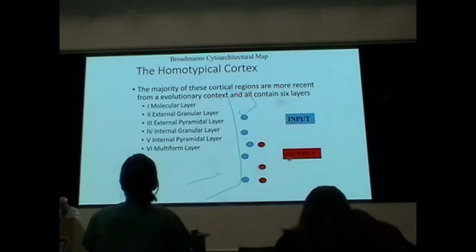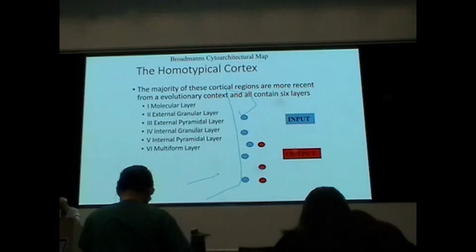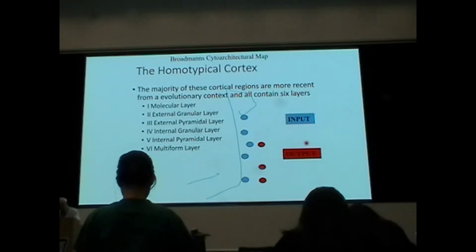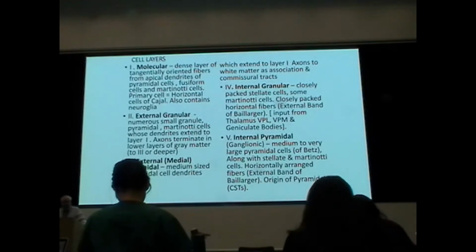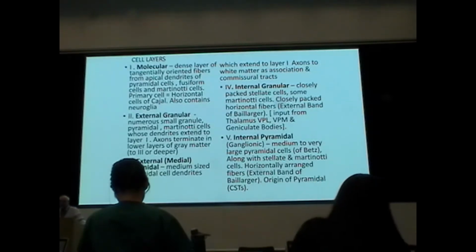Okay, so the top 5 are receiving sensory information, our input. And then the external pyramidal, the internal pyramidal, and the multiform layer are output layers. So let's talk about each one of these cell populations. So what's in the molecular layer? Now, what I want you to get out of this in particular is what's the primary cell type that you would see in these layers.